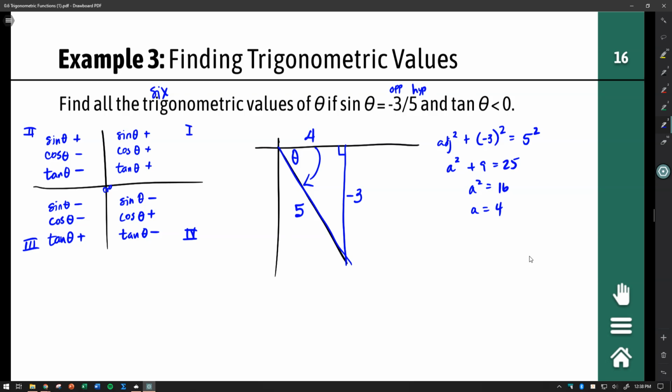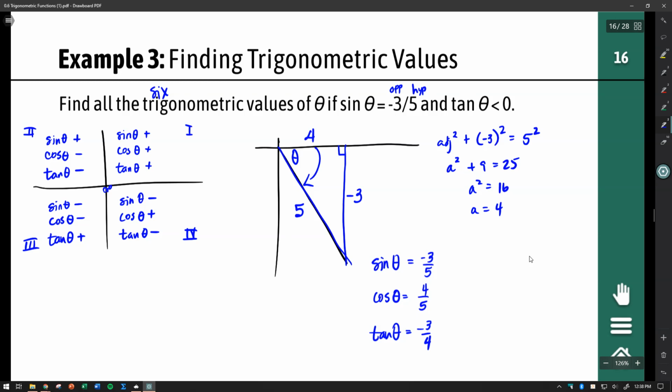I can now find all of the trigonometric ratios. So we know that the sine of theta is -3/5. We were given that. The cosine of theta then would be 4/5. It would be the x value over the radius, x over r, or adjacent over hypotenuse. That's 4/5. The tangent of theta is going to be opposite over adjacent, or y over x. So opposite over adjacent is -3/4.